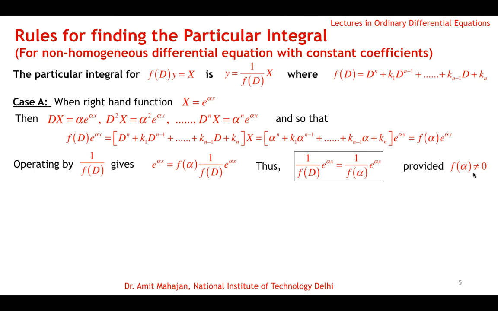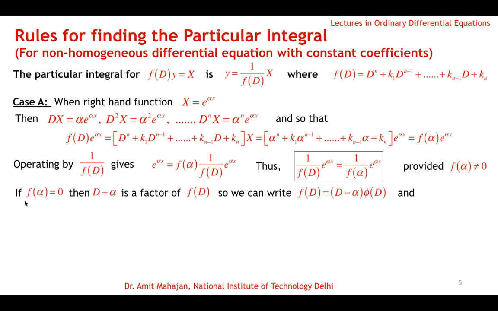If the denominator is 0, that means if f alpha is 0, then alpha will be a root of f(D). So I take this case also. If f alpha is 0, then alpha is a root, that means D minus alpha is a factor in this f(D) operator. D minus alpha we can take outside, so that f of D can be written as D minus alpha times some function phi of D. And so 1 by f(D) of X can be written as 1 over this operator on X, where X is e power alpha x.